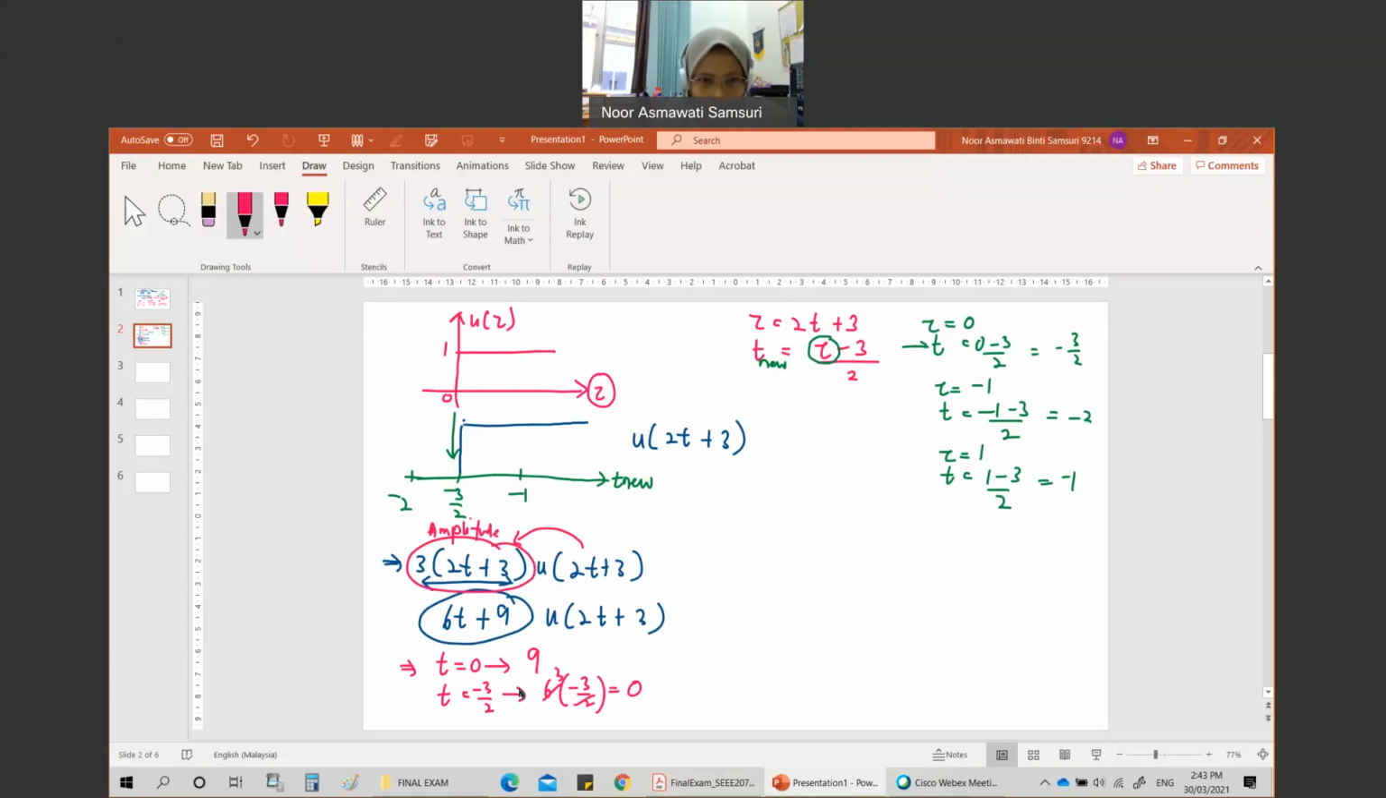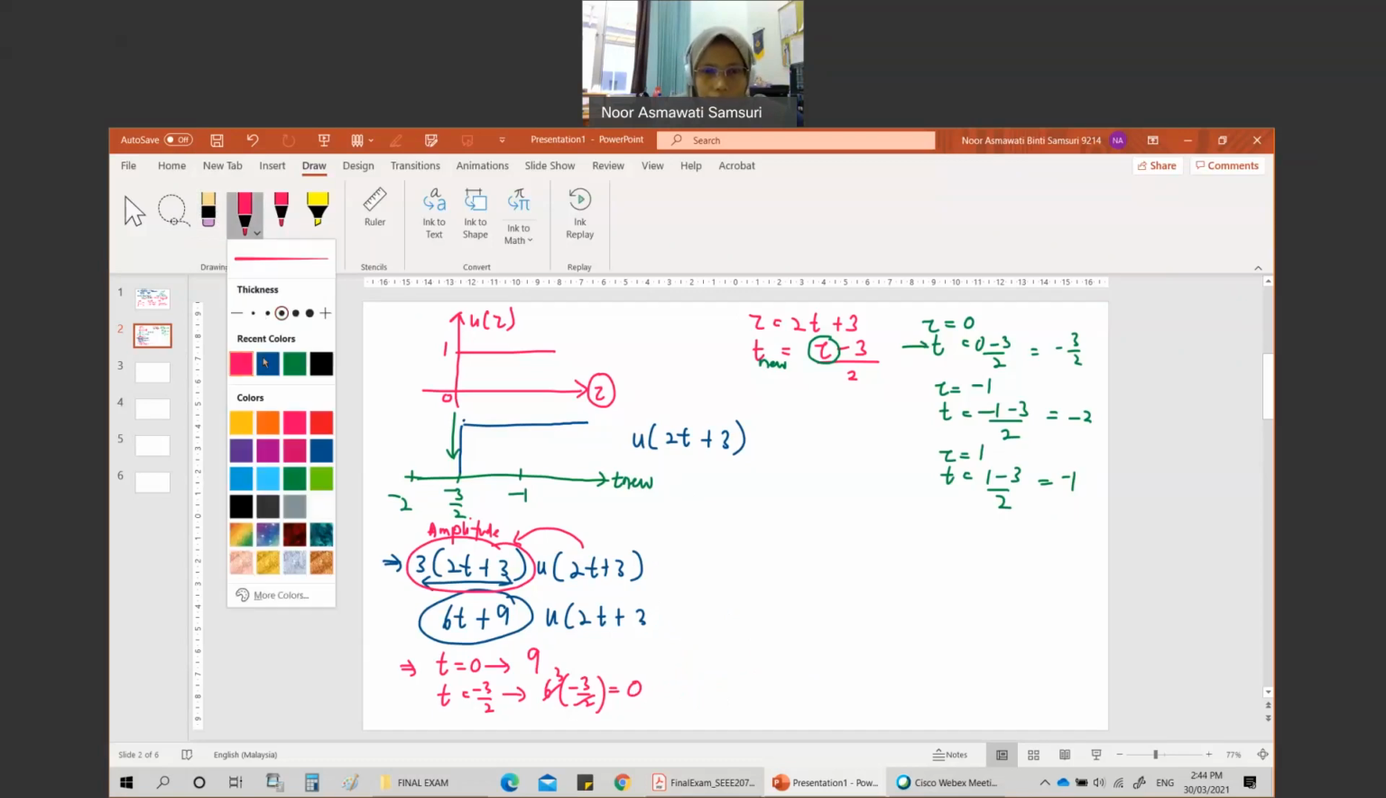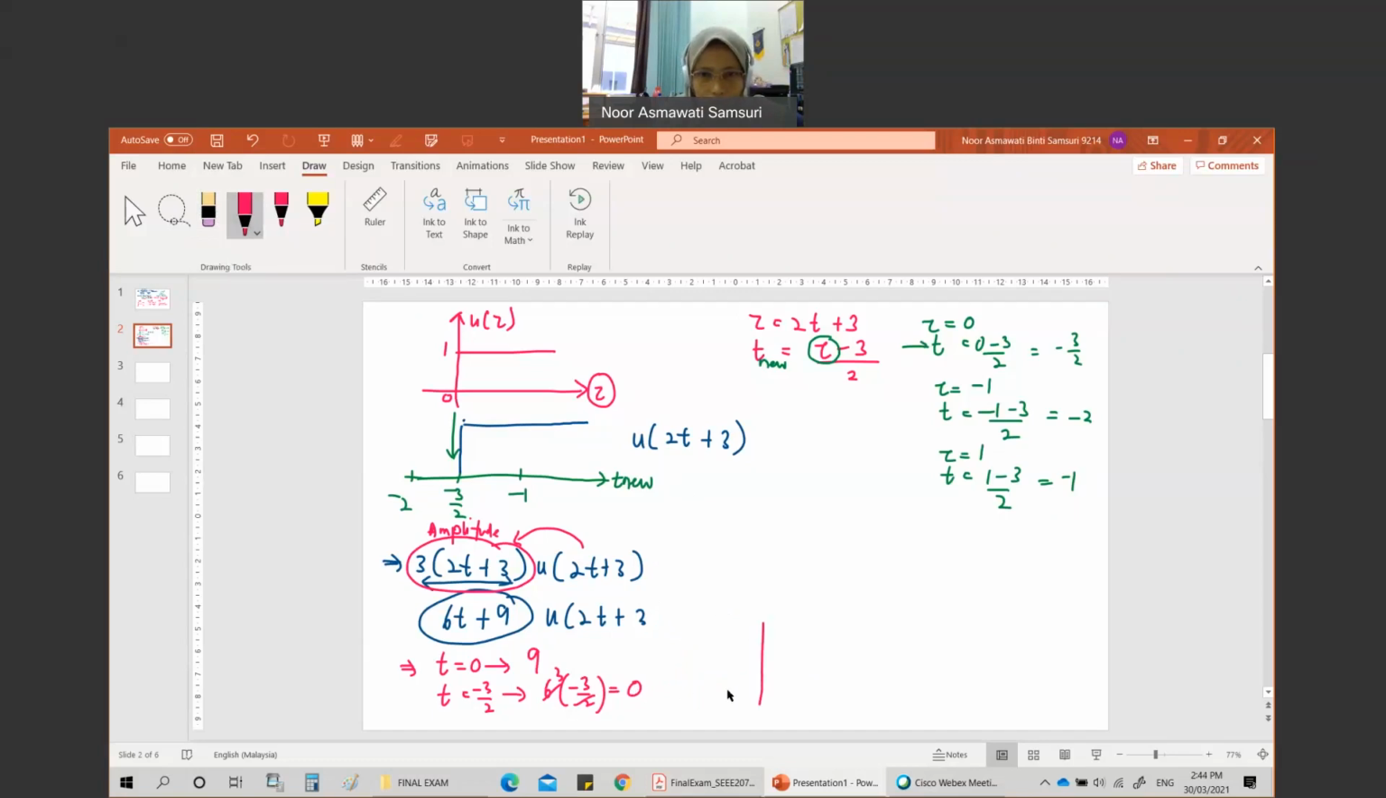All right, so now you can plot this. So for this equation, how does the signal look like? When t equal to 0, the magnitude is 9. When t equal to negative 3 over 2, it is 0. It's supposed to be on the left-hand side. Okay, it's 9, and also here is 0. Okay, so now you already have the first component. This is the first component, and this is the second component.